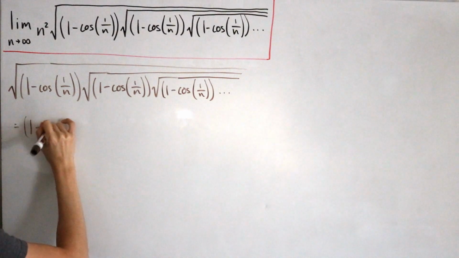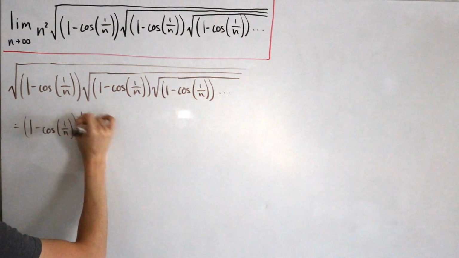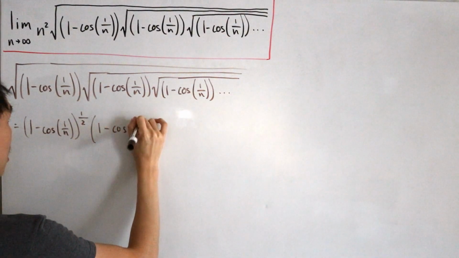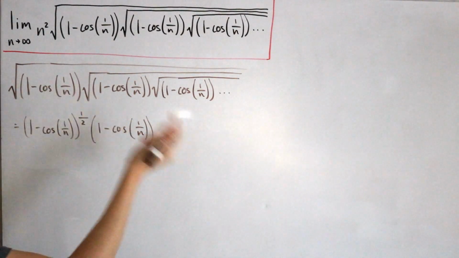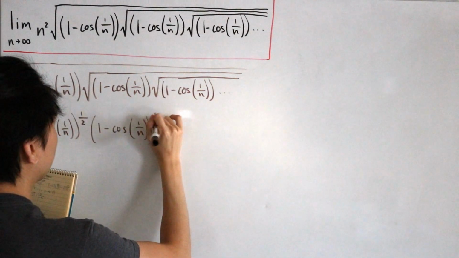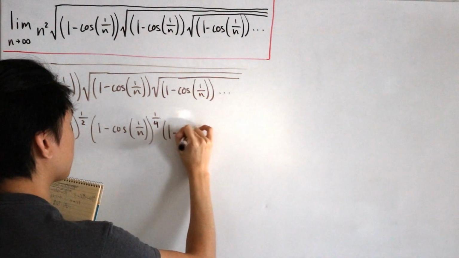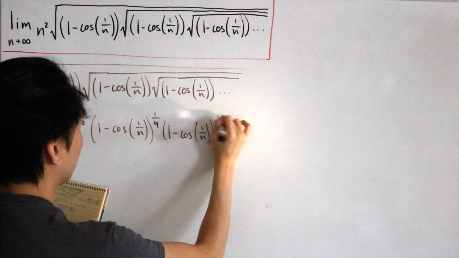We have 1 minus cosine of 1 over n to the power 1/2. Then we multiply by the same thing, except this time, since it's completely nested, it's multiplied in the denominator specifically. So this will be multiplied with the exponent 1 over 4. Then the same thing again, except this is going to be to the power 1/8.